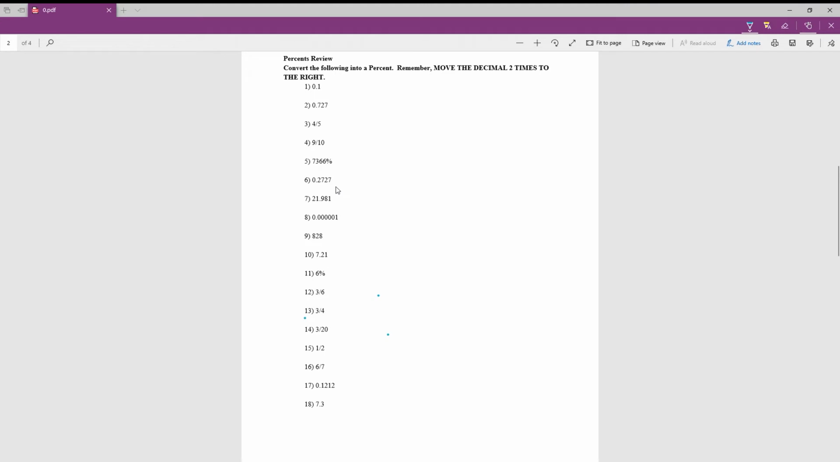So let's move along to percents review. Convert the following into a percent. Remember, move the decimal 2 times to the right. Now this is again a review and I'm sure that you guys have worked with percents before.